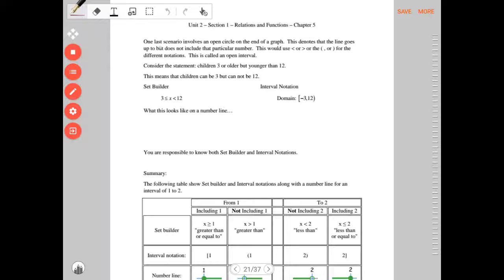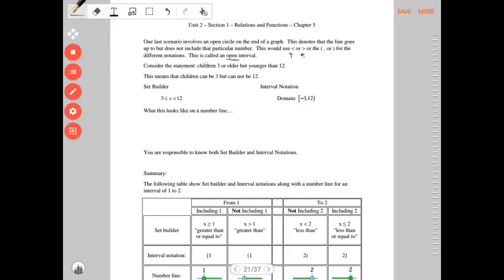All right, one last scenario involves an open circle on the end of the graph. This denotes that the line goes up to, but does not include, that particular number. I think you learned this in grade 9, but we're just recapping. This would use either the less than or greater than sign, or the open brackets for interval notation. This is called an open interval.